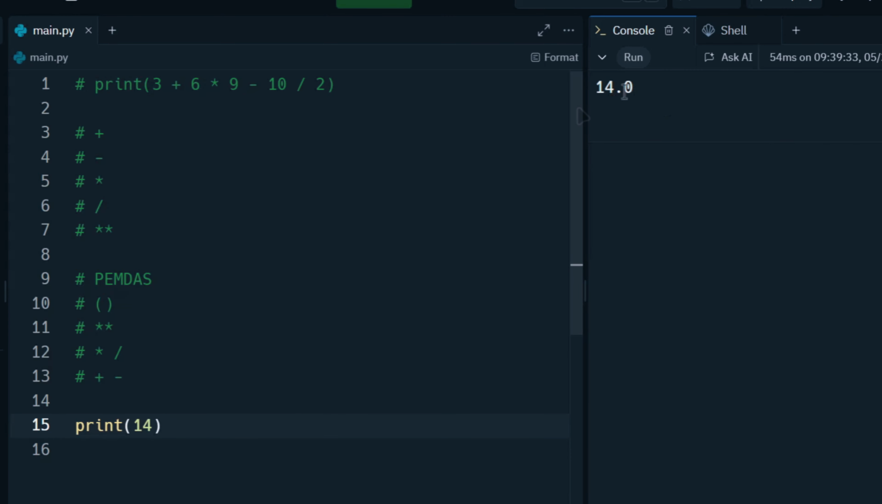We got 14 as the answer, and we got 14.0 because we performed division as well, and division converts the number to a floating point number.